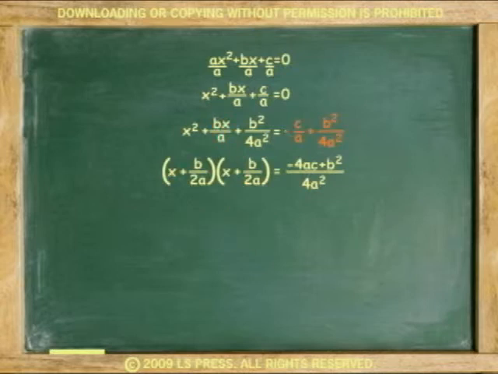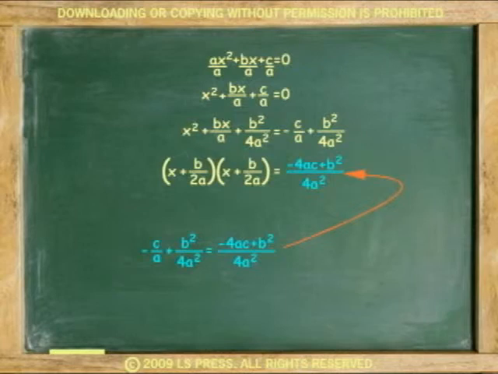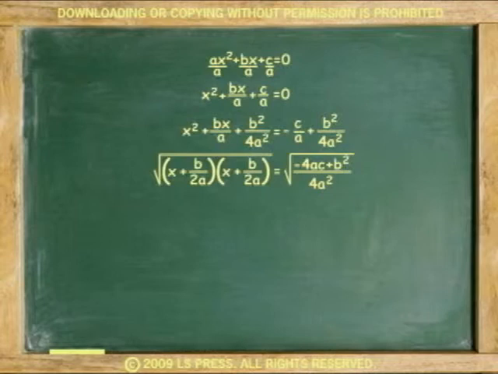Now, the addition of the right-hand side is a typical addition of fractions. The common denominator of a and 4a squared is 4a squared. The actual addition is shown here. Now to step 5. Find the square root of both sides.